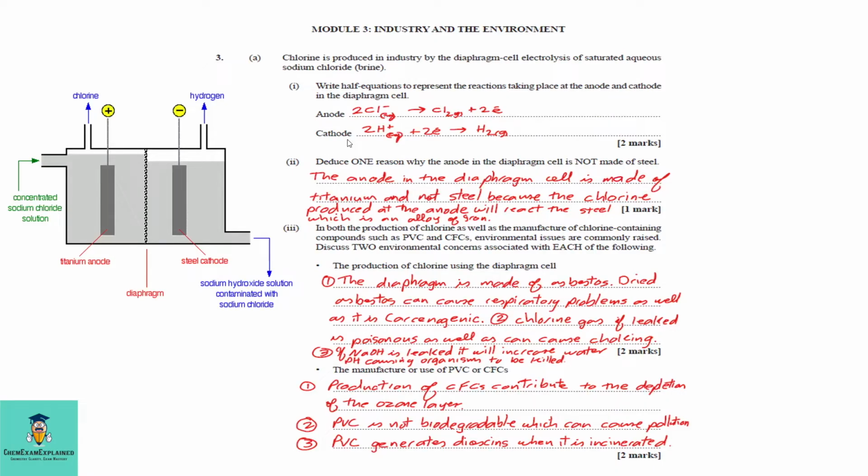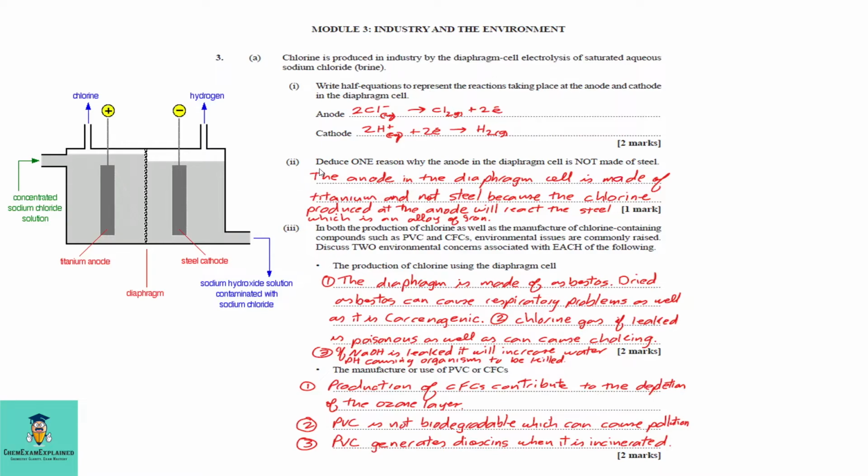At the cathode, we have hydrogen ion, which is positive, being attracted to the negative cathode. And this process is reduction. And this is where electrons are added on the left-hand side of the equation. Now, these are two half equations representing oxidation and reduction.